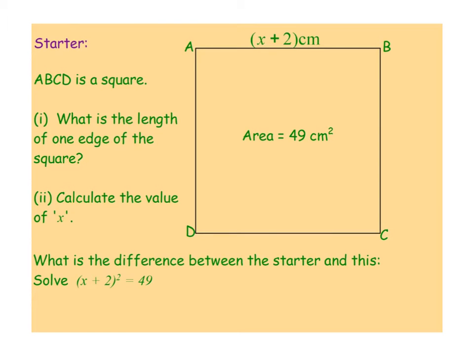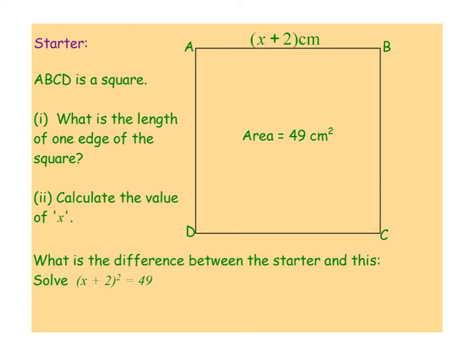So here's the additional question. What's the difference between the starter that I gave you and solve x add 2 squared equals 49? Pause the video, have a think about what might be different about those two questions, and then I will talk through it. Okay, so hopefully you've had a chance to think about why x add 2 squared equals 49 is not quite the same as calculate the value of x in the shape starter that I gave you, where I gave you an area of 49. The main reason for that, I'll go through by solving this equation, and then hopefully you'll see the difference.